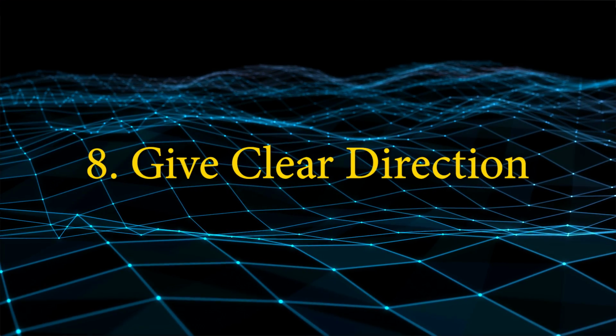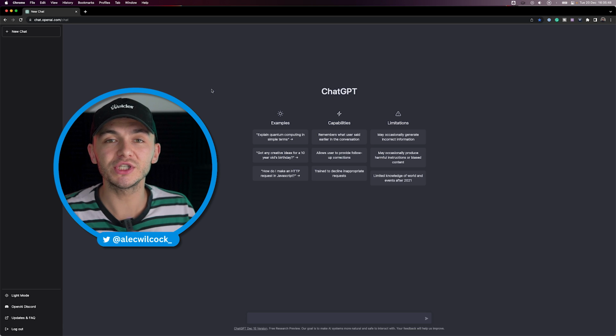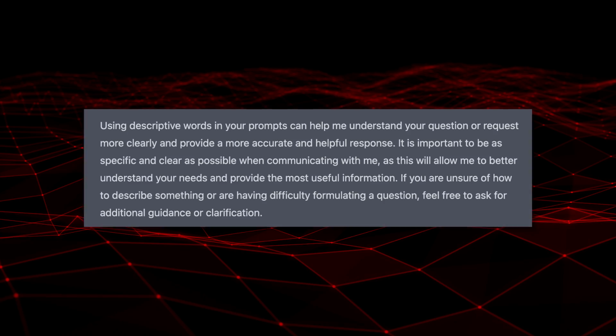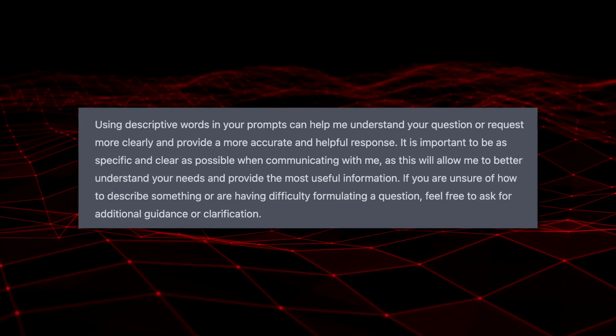Prompt number 8, or actually tip number 8. This one is making sure you give it some clear direction. When you're using ChatGPT, a big mistake I see is people aren't giving it enough direction and detail. You want to make sure that you add multiple references and descriptive keywords.